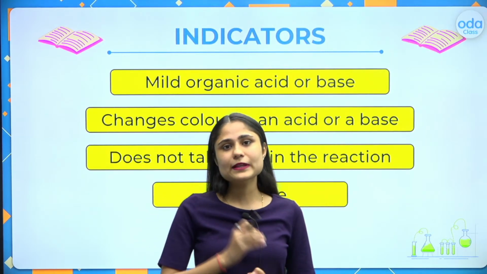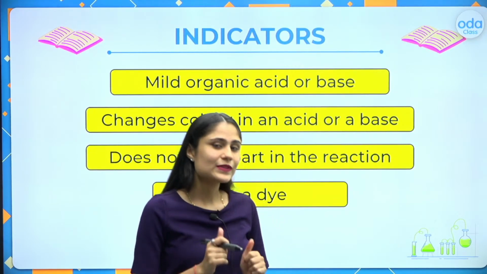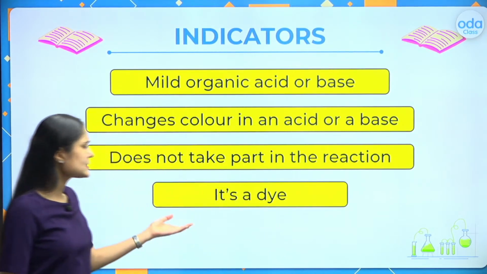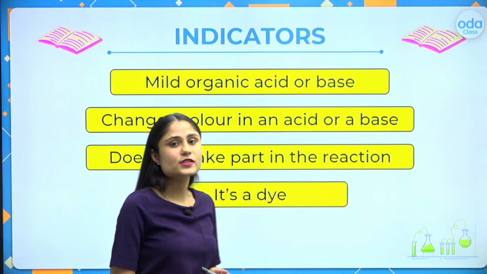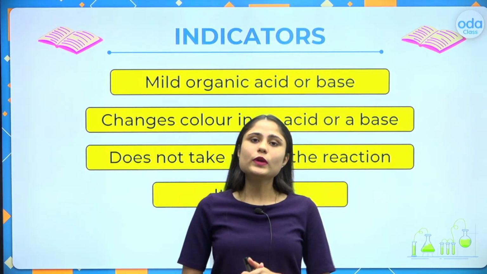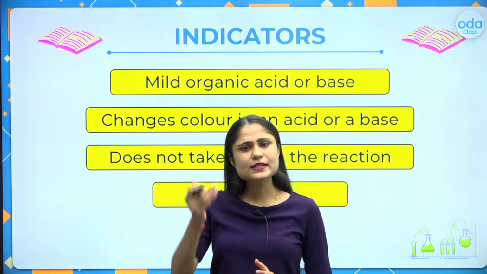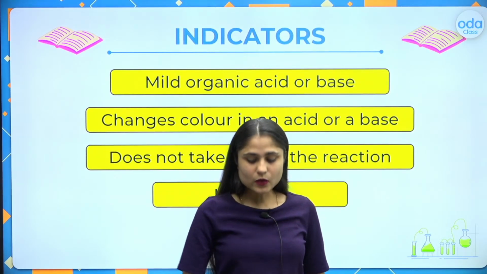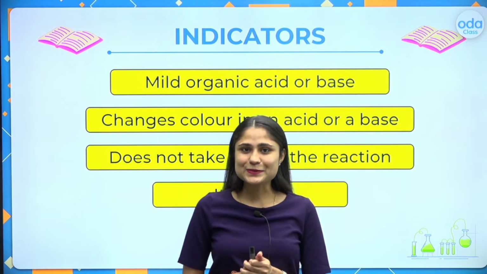There it would simply indicate it does not take part in any reaction. And dear students, it can be a dye which shows the different changes in color. Now let us move on, and now we will be learning about the different criteria, or a set of criteria, that are required for any object to be classified as an indicator, right?